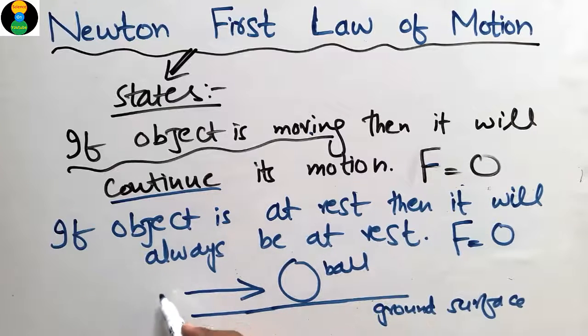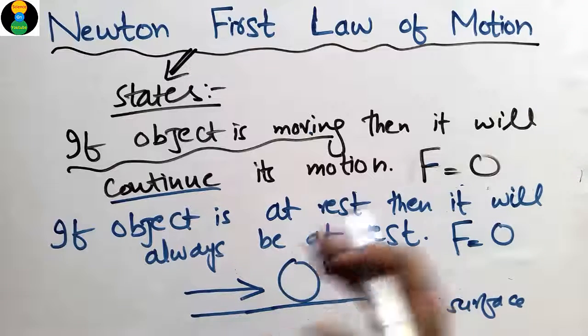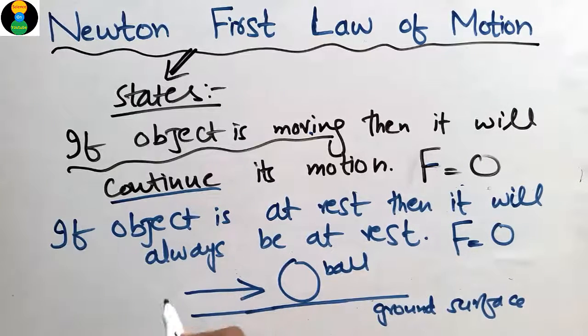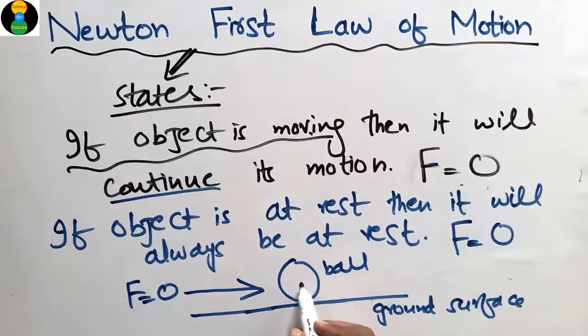But when a person or a child comes and pushes this ball, it will start to move, because now the force is coming. But when the force is equal to zero, this ball will always be at rest. This is the statement of the first law of motion.